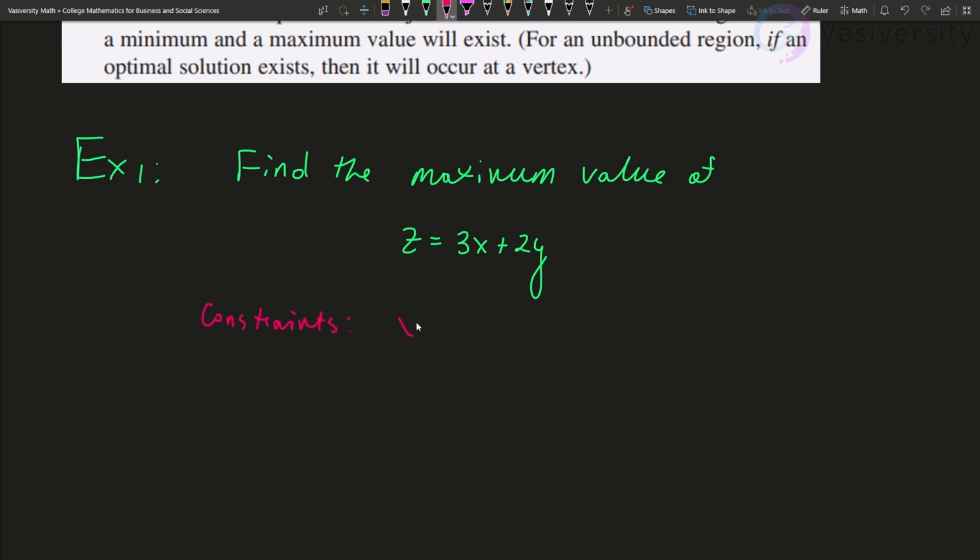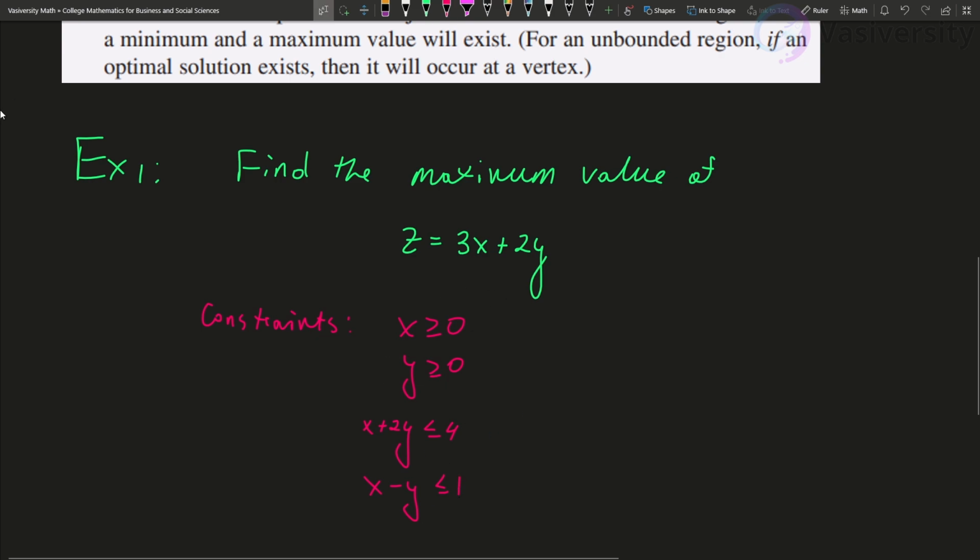That would be, so x must be greater than or equal to 0, y must be greater than or equal to 0, then x plus 2y is less than or equal to 4, and then x minus y must be less than or equal to 1. Okay, so this is all of our constraints.